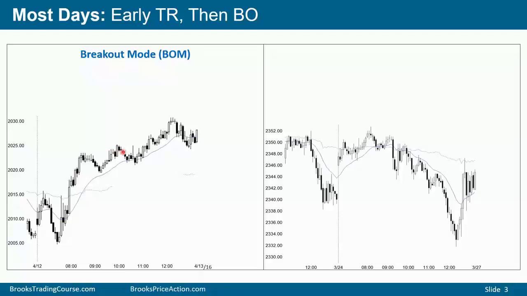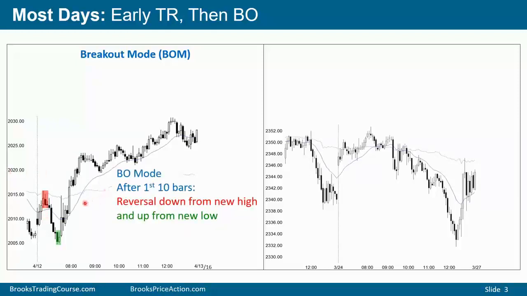There are 2 patterns here that I want to discuss. This first one I call breakout mode, the one on the left. After the first 10 bars, I want to see a move above the high of the first bar and then a reversal down, a move below the low of the first bar, and then a reversal up. Either can come first. Traders then look to buy on a stop above the high or sell on a stop below the low. If they take the sell, they put their protective stop above the high. If they take the buy, their initial protective stop is below the low.